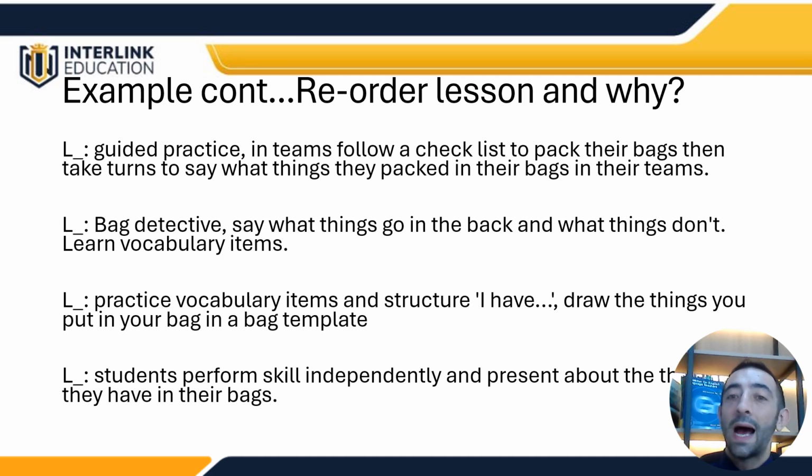Then finally, have them perform the skill independently and present about what they think they have in their bag. So then you can see that with this final stage, it's making very clear what is the language outcome and the skill outcome. The skill outcome is, can they put the correct things in their bag independently? And can they perform the language outcome by saying the things that they have in their bag?